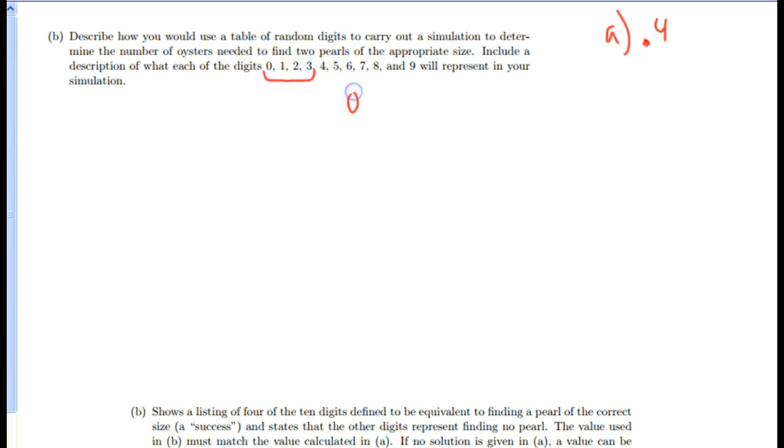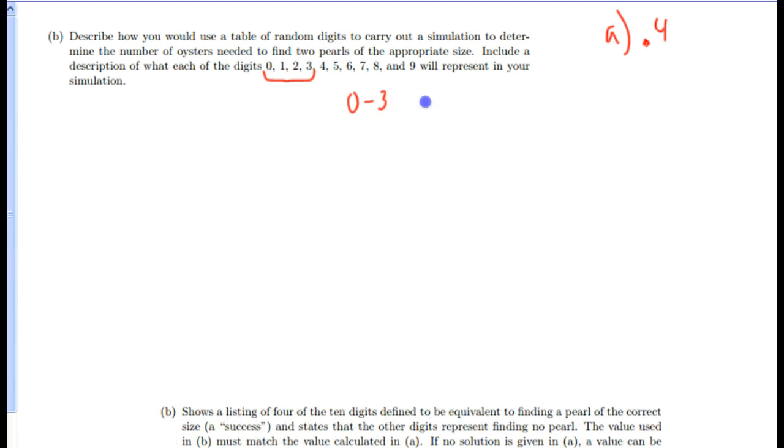So we might assign the numbers 0 through 3 to, what is this? To determine the number to find 2 pearls. So this is for finding 2 pearls. So this is success, which is finding 2 pearls. And then the digits 4 through 9 are failure to find the correct amount of pearls. Basically, you'd want to say something like that. And so describe how you would do it.